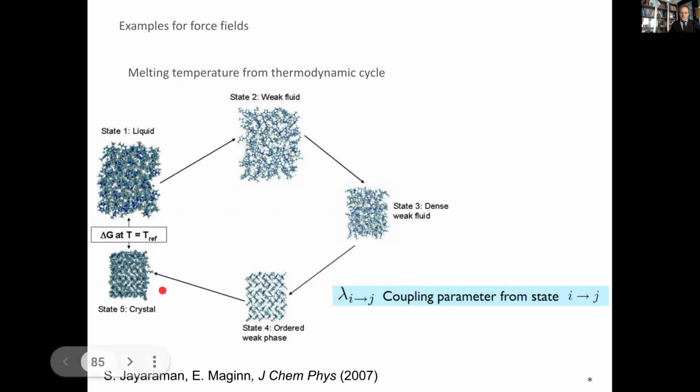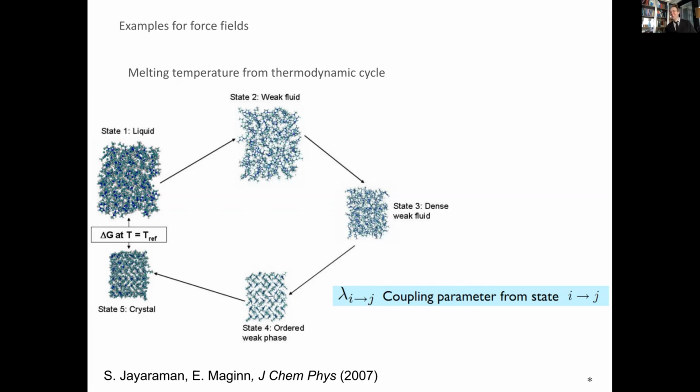Now, if the free energy difference between your liquid and your crystal is zero, then the entire integral must be zero, because it's a thermodynamic cycle. And so what they did was to calculate this free energy difference over the cycle at different temperatures, running molecular dynamics. You do the entire cycle at different temperatures, and you look for the temperature at which the integral over the cycle sums up to zero, and then you know that's the temperature where the free energy difference is the same, and so that's the melting point.